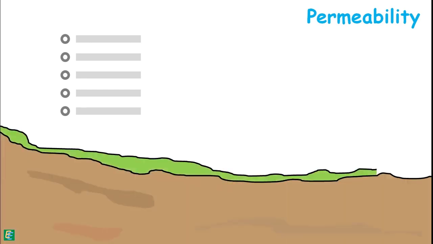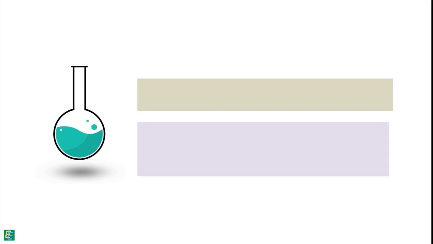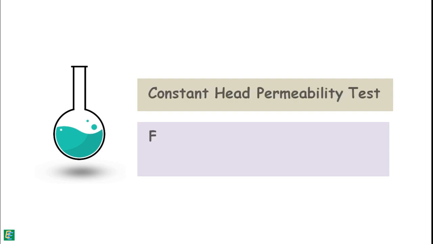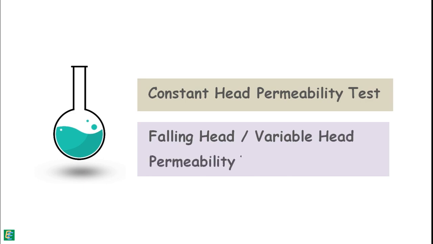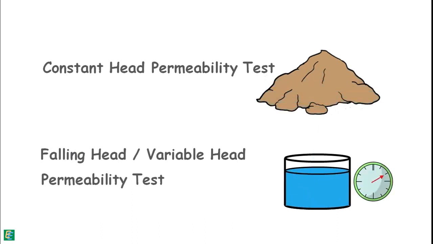There are numerous methods through which we can measure the permeability of a soil in the field or of a representative sample in the laboratory. In the laboratory, we employ two methods. One is the constant head permeability method and another one is the falling head or variable head permeability method. These tests measure the amount of water that goes through a soil sample in a fixed time interval.